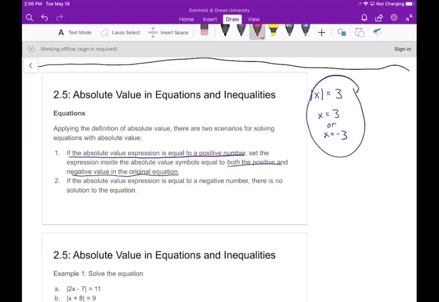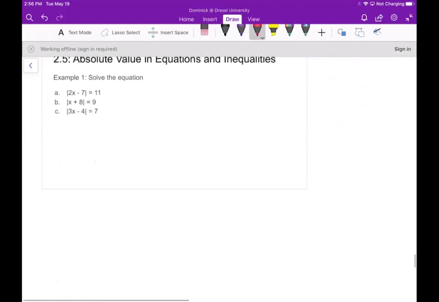Now, on the other hand, if the absolute value is equal to a negative number, well, that's just no solution because you can't have absolute value be equal to something negative. Absolute value is always positive. All right, so let's look at a couple of examples.